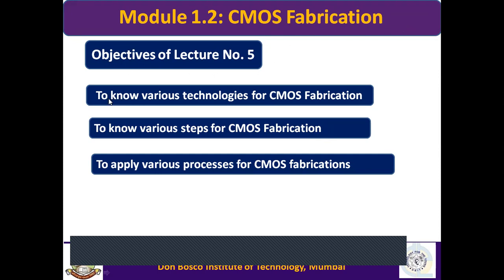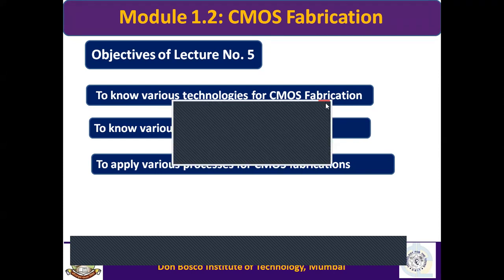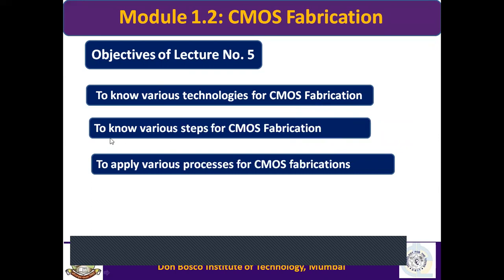So we will see what the objectives are. First, to know various technologies for CMOS fabrication. In the earlier lecture in the morning, we saw how to fabricate NMOS and how to fabricate PMOS. But CMOS is how to fabricate the transistors in one process. That is called CMOS fabrication. Then to know various steps, meaning the process steps for CMOS fabrication. After knowing the various technologies and steps, we will apply these steps for the fabrication of CMOS.